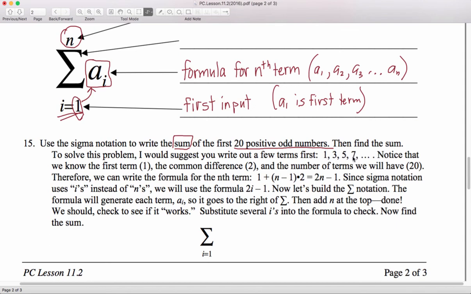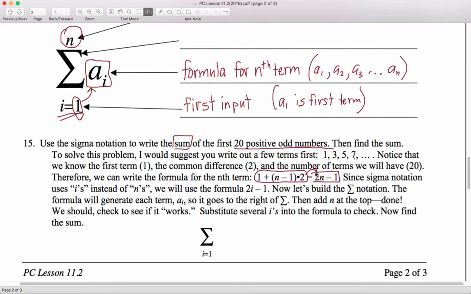That's important. And therefore, remember what goes off to the side of sigma. That's the formula for the nth term. So if you write out the first few terms, you notice that it's arithmetic. It's plus 2, plus 2, plus 2. And if it's arithmetic, we have a formula: a sub 1 plus n minus 1 times the common difference. There's our formula for the nth term. If you do a little simplifying, it turns into something a little bit smaller. But there's our formula right there.